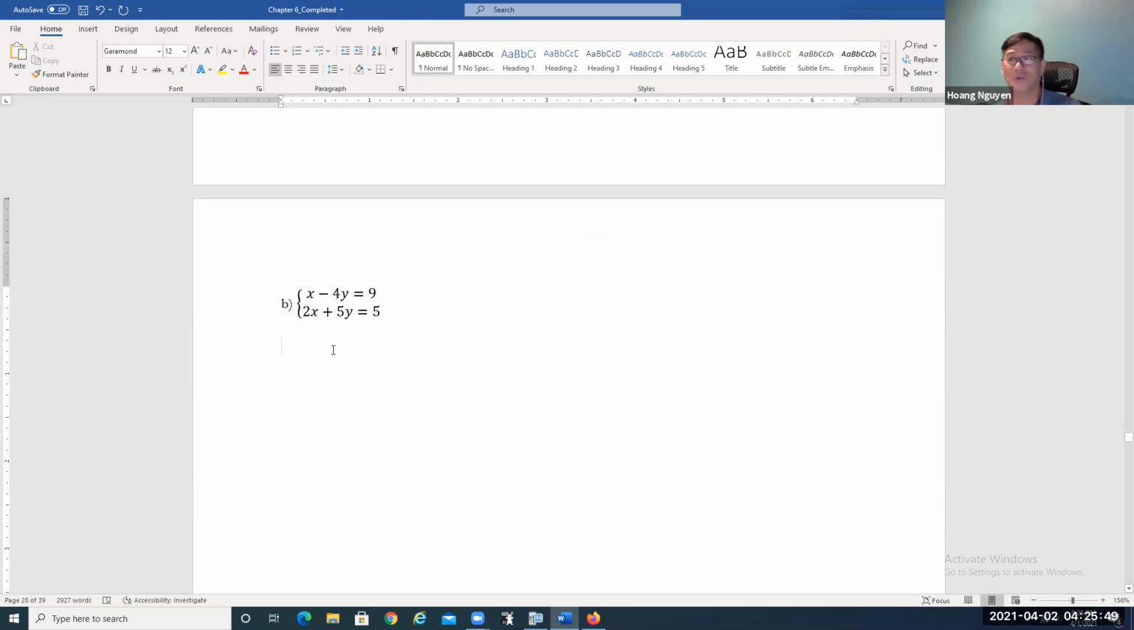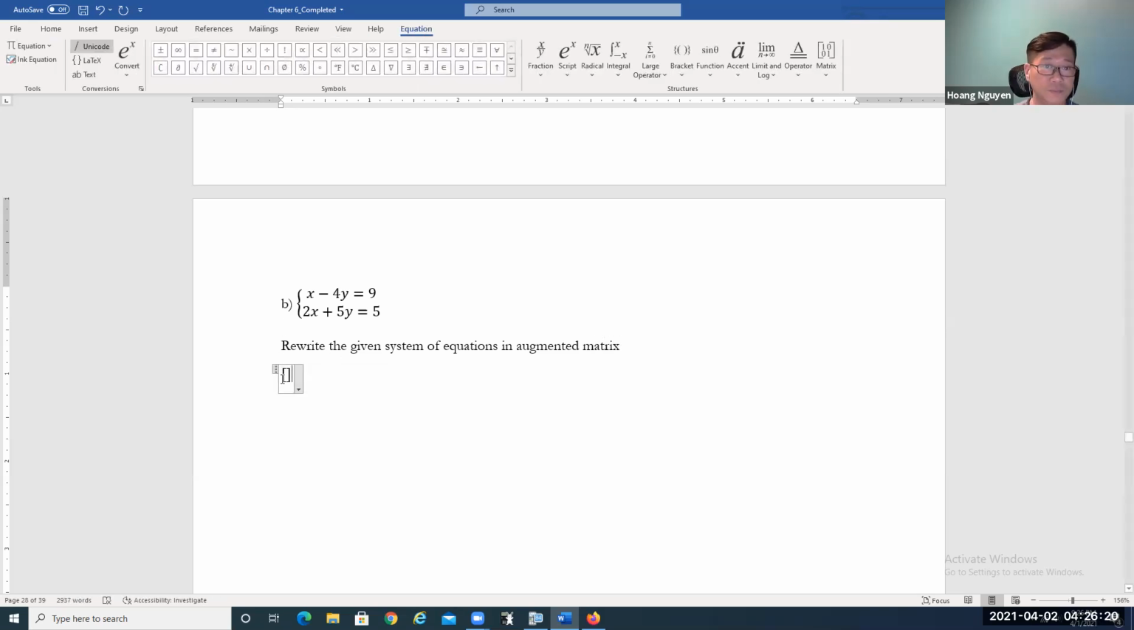Okay, so we are given this system of equations: x minus 4y equals 9 and 2x plus 5y equals 5. So once again, we're going to use a matrix to get the solution of this system of equations. So first step, we need to rewrite this system of equations in an augmented matrix. Rewrite the given system of equations in an augmented matrix. Okay.